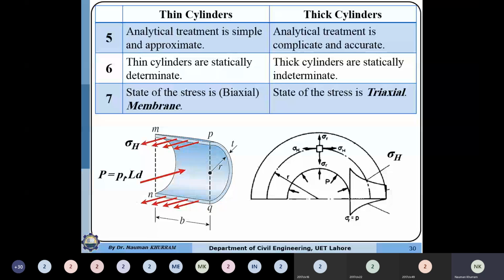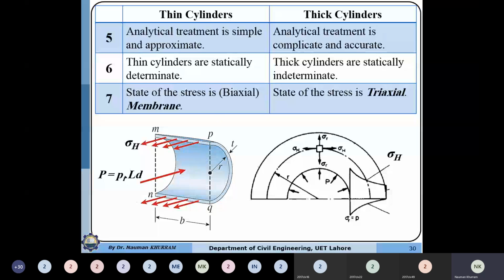One is the radial stress, one is hoop stress and one is longitudinal. And we just determine them by applying the equilibrium equation in the horizontal direction and in the vertical direction. But in a thick cylinder, that is statically indeterminate. So the number of available equations may be 2 and the unknowns are 3 in the radial direction. So we need to determine them. So the state of stress is biaxial or membrane. Membrane means that the stresses are acting along the dimension of the wall, not across the thickness.